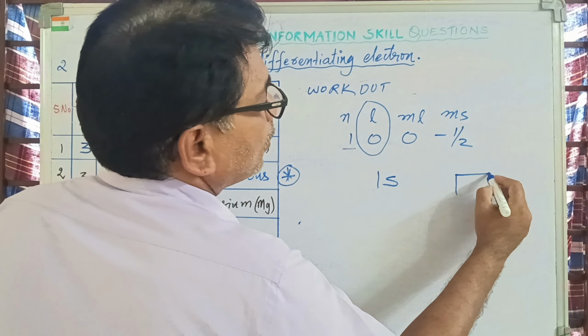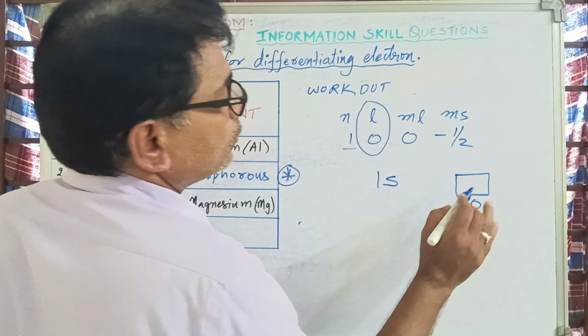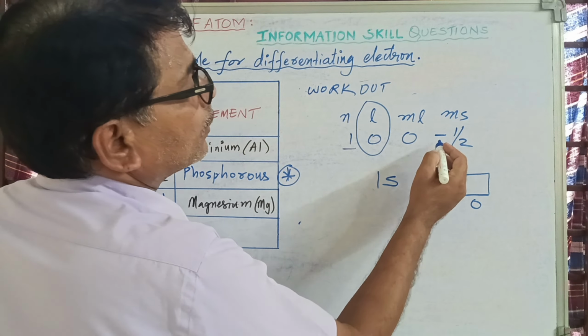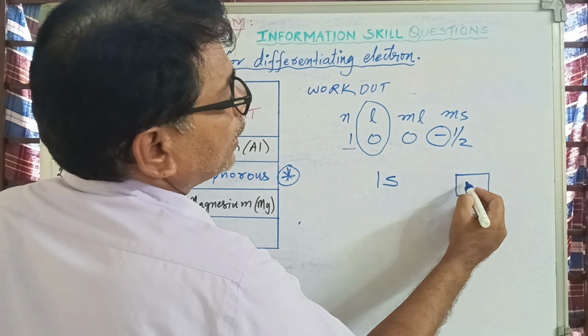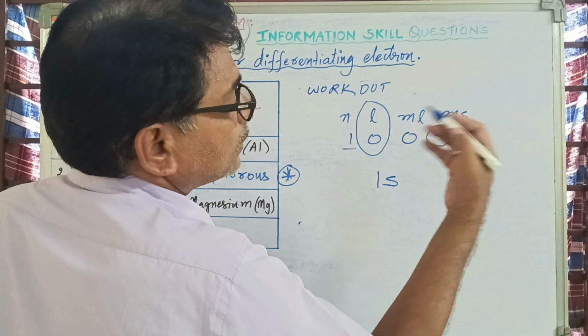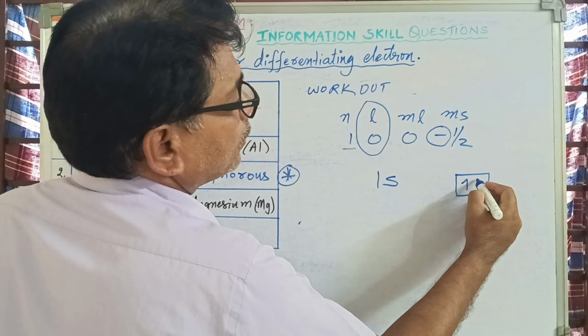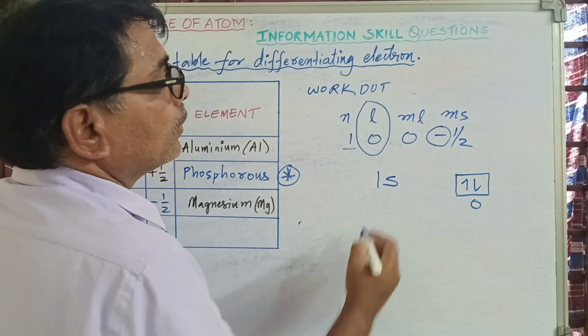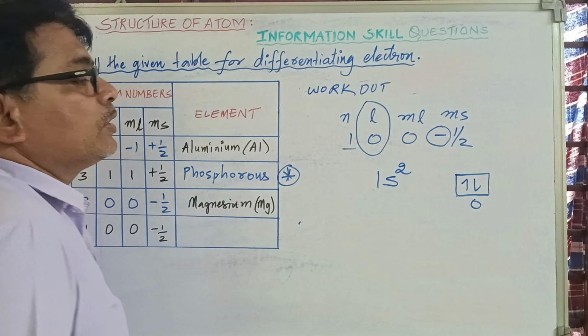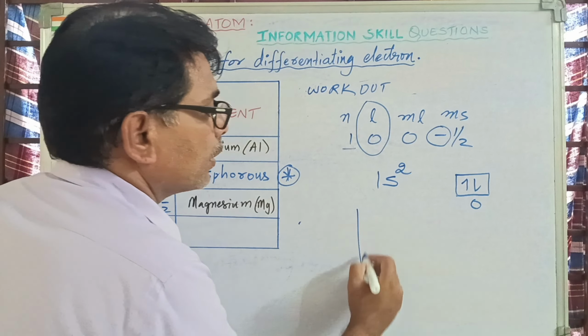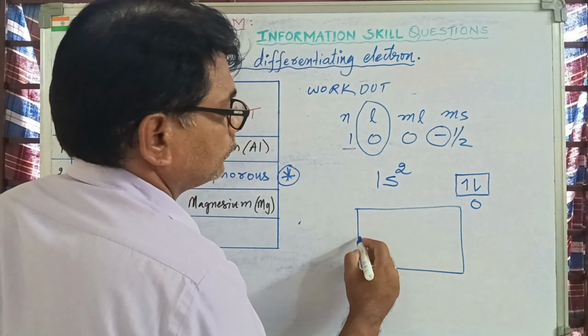S means you have to draw one box, and as I just told you, for s you need not worry about anything. But the interesting thing is the minus half, which indicates that it is the second electron. Second one means 2 electrons are here for sure. Then it is 1s2. Now let us check it out again.